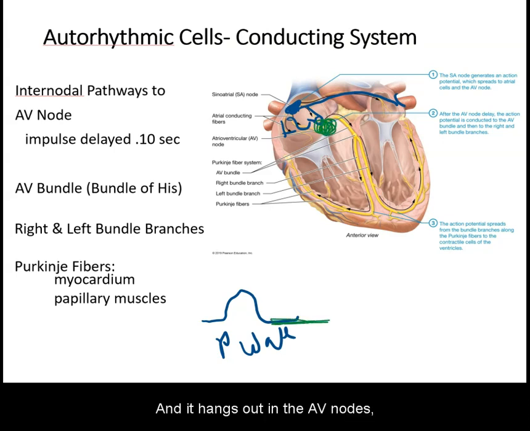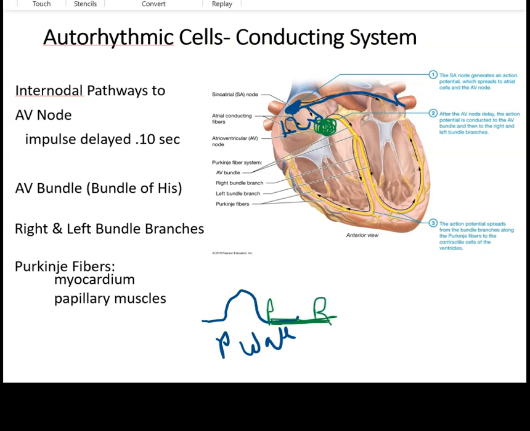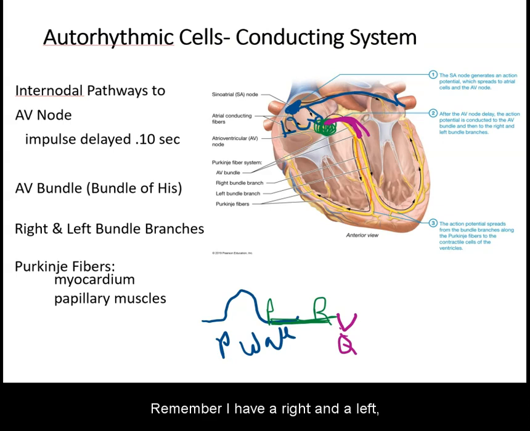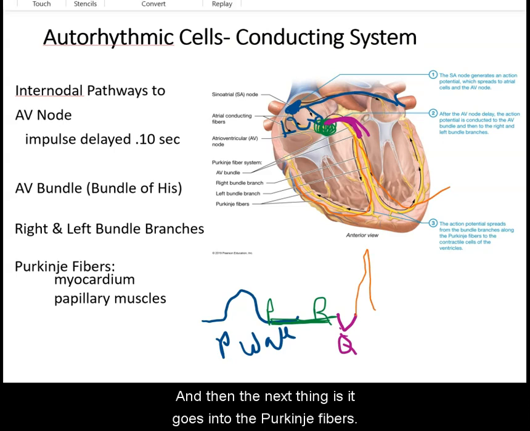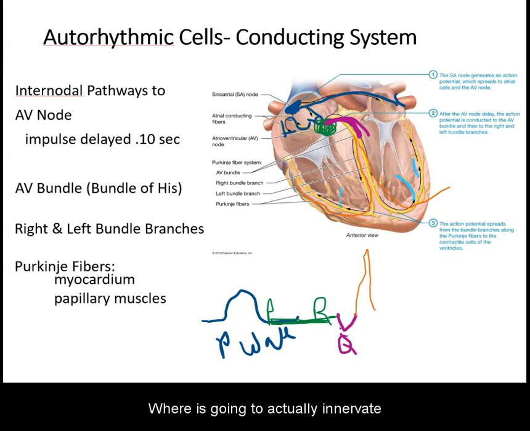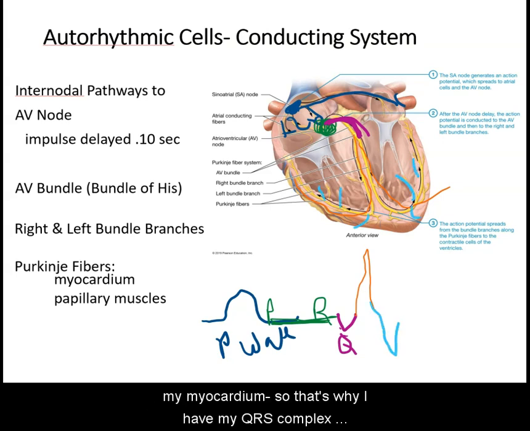And then the impulse gets to the AV node, and it hangs out in the AV node. So this is my PR segment. From there, I might not be using the exact same colors I just used, it goes down the AV bundle. There's the Q. Then it will go through my bundle branches. So remember, I have a right and a left. So it comes up like this. And then the next thing is it goes into the Purkinje fibers, where it's going to actually innervate my myocardium.